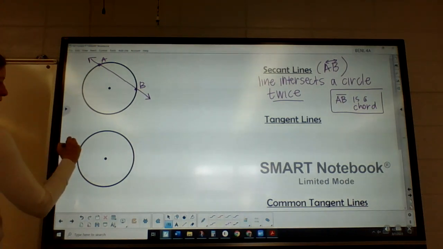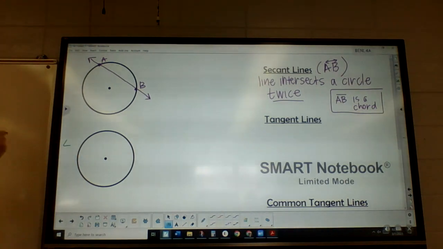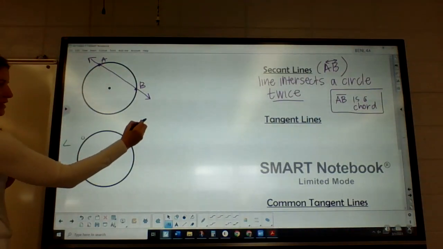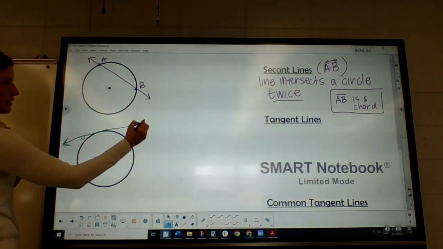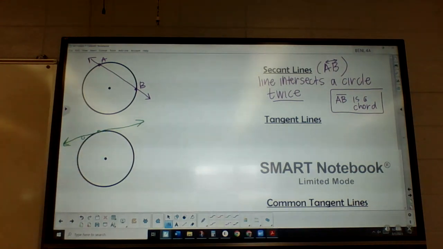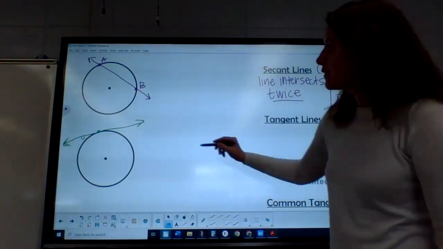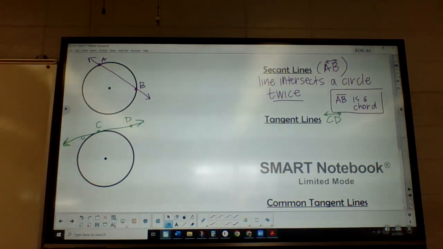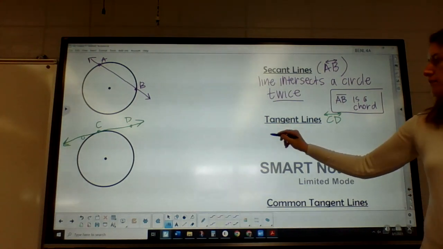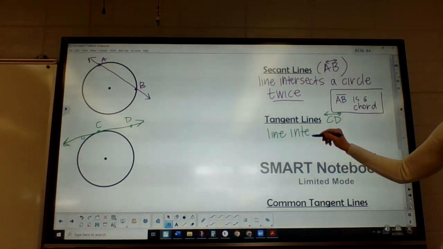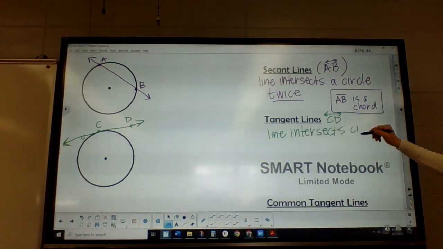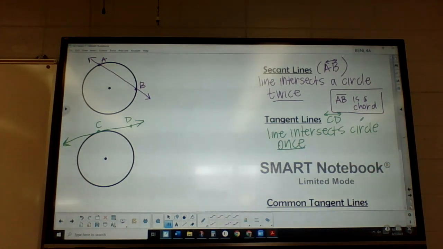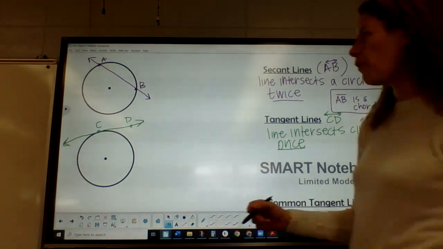So if I was trying to land, and this is the globe or something, a tangent line is basically like if I just hit the top and then never, so it only touches one time. So CD would be a tangent line. The line intersects the circle only once. We call point C the point of tangency.